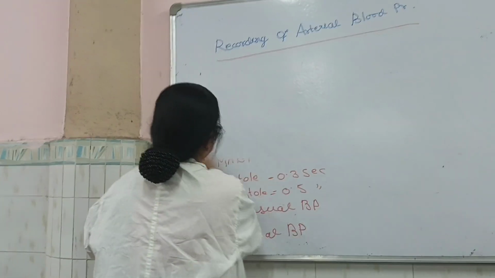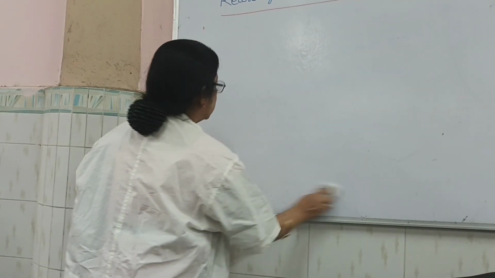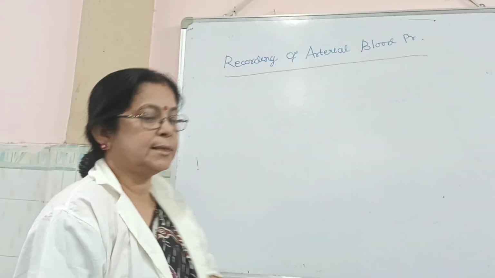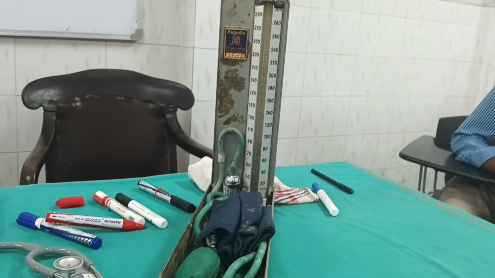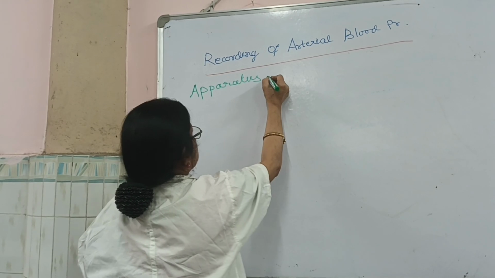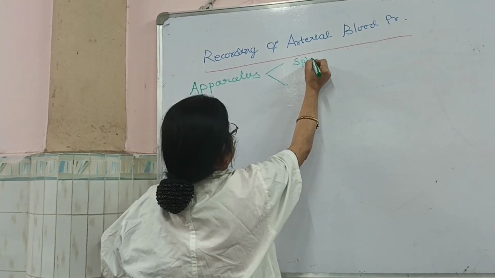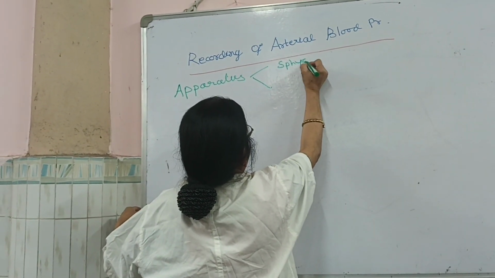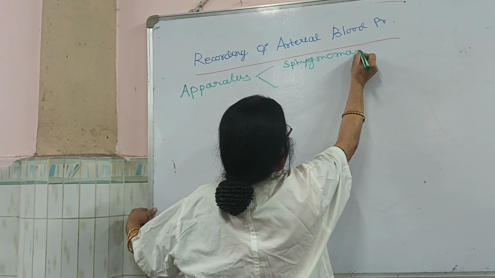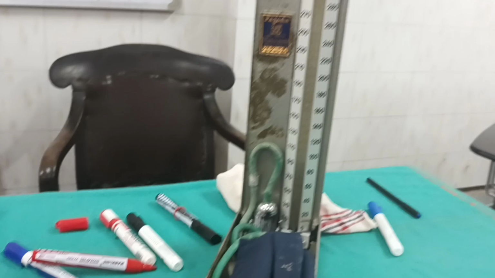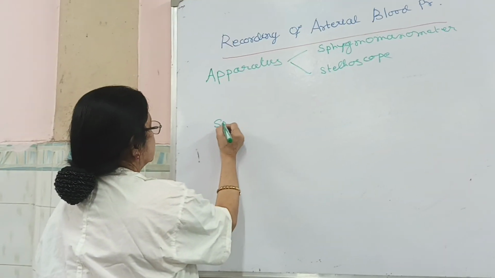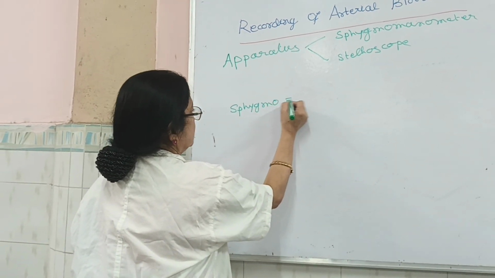Now, what apparatus is required? The apparatus required is the sphygmomanometer. This is the sphygmomanometer, number 1. Sphygmomanometer and strips. Sphygmo means pulse.